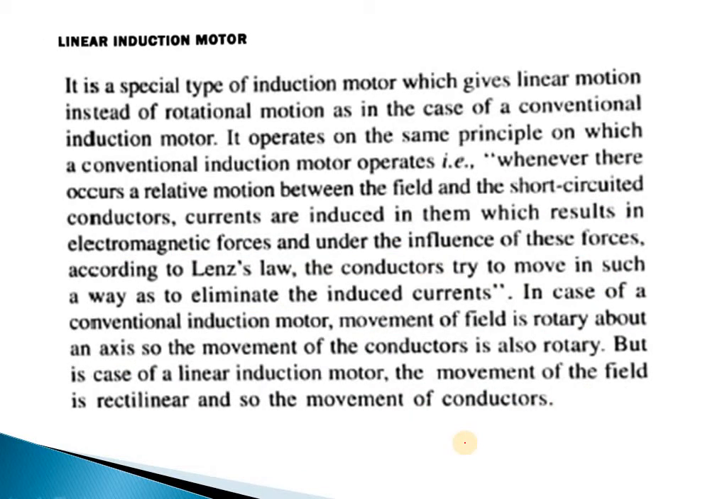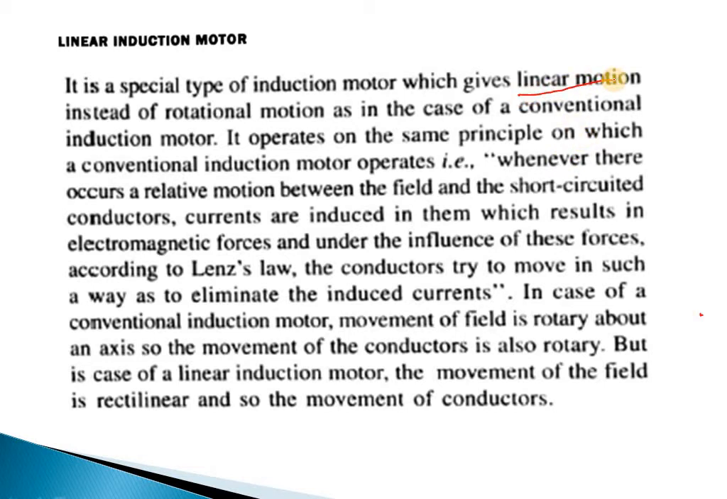Now we will go to the linear induction motor part. It is a special type of induction motor which gives linear motion instead of rotational motion, as in the case of a conventional induction motor. That means we know that a conventional induction motor gives a rotational output, but in case of a linear induction motor, it will give linear motion as output.